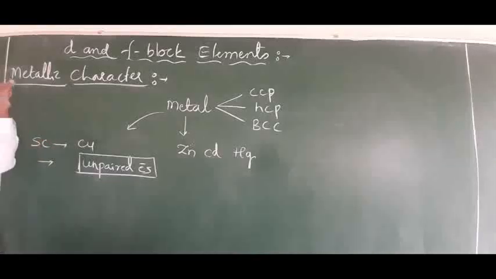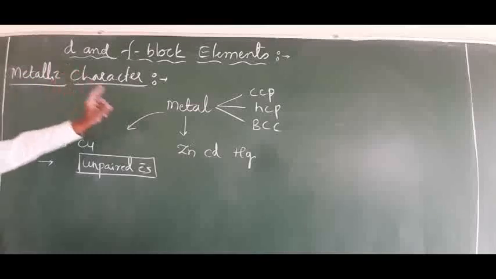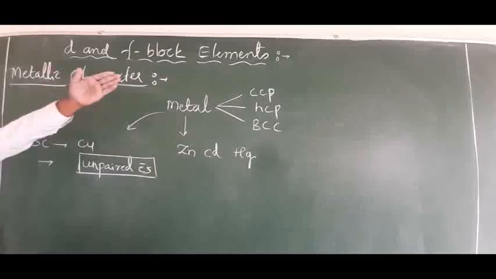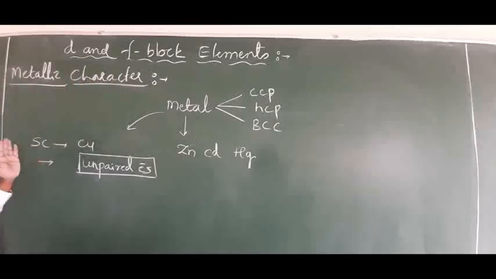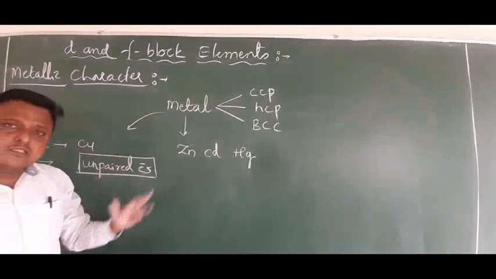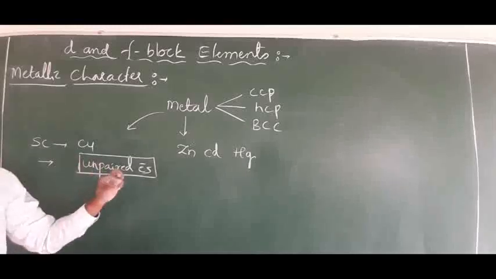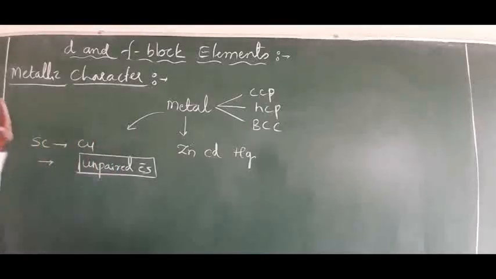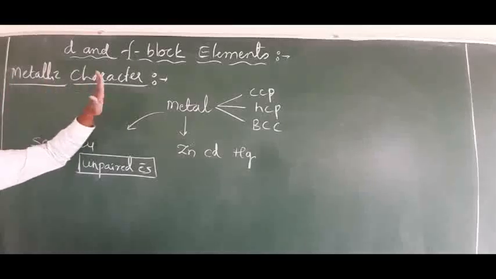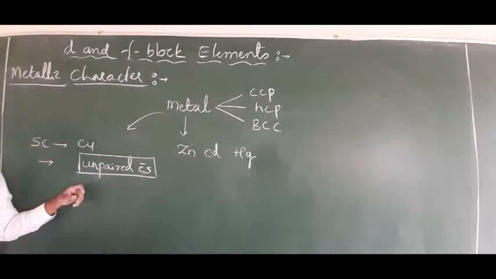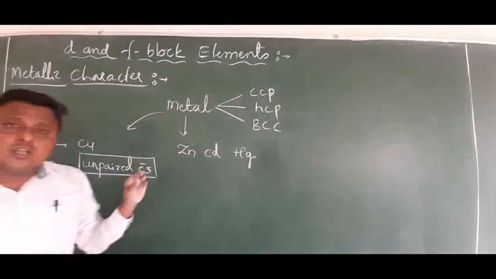I repeat, transition metals except zinc, cadmium and mercury are very good metals because they have very good crystal structures, and they have properties of luster formation, malleability, ductility, and they are very good thermal and electrical conductors. This is the basic concept of the metallic character of transition metals. Okay, yes friends, in the next video we continue. The next part is melting point and boiling point.